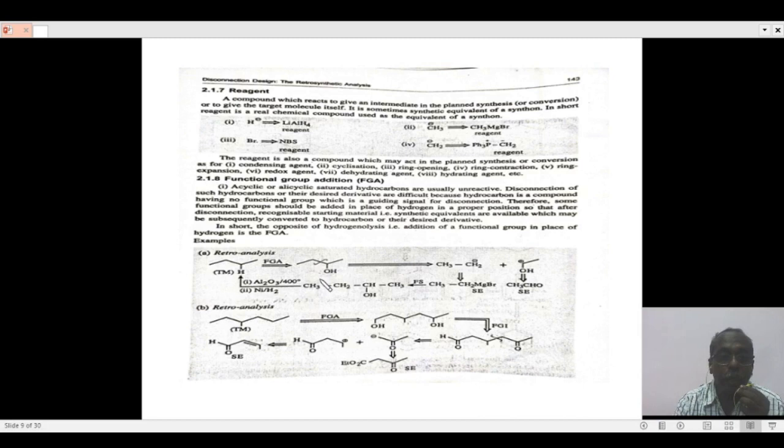FGA gives 2-butanol. Then it is subjected to disconnection. The carbon-carbon bond is disconnected. Here one of the fragments is the ethyl minus ion. Ethyl negative ion is formed. Another ion has positive charge. The equivalent of the ethyl minus ion will be a Grignard reagent. This Grignard reagent will give the ethyl minus ion. Then the equivalent of the positive ion will be acetaldehyde.